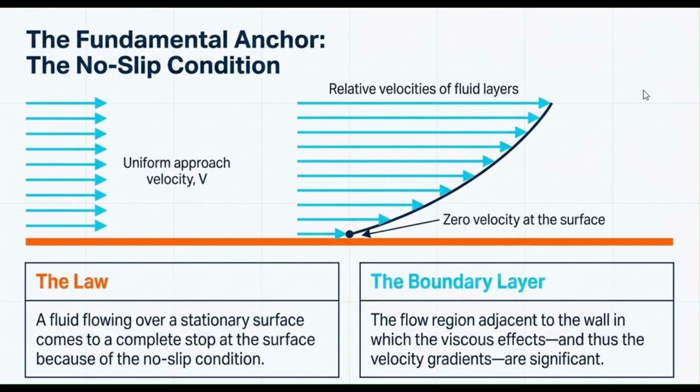This may sound like a small detail, but it has major consequences. Away from the wall, the fluid may be moving fast. At the wall, it is stopped. That means the velocity must change rapidly near the surface. The thin region where this velocity change occurs is called the boundary layer. Inside the boundary layer, viscous effects are very important. This is where friction, shear stress, and velocity gradients become significant.